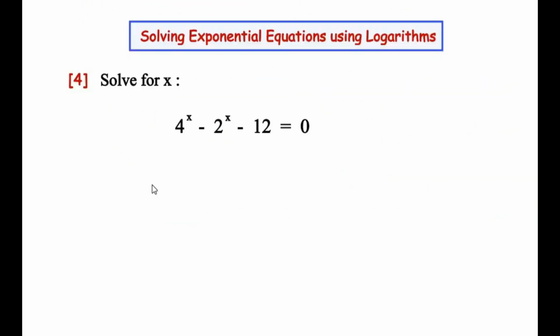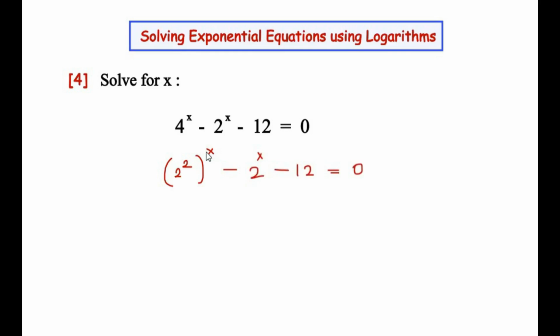Now the last question is, solve for x: 4 to the power of x minus 2 to the power of x minus 12 is equal to 0. In this question we can write 4 to the base of 2, that is 2 squared gives us 4. So in place of 4 we are going to write 2 squared and raise it to the power of x, minus, and let us write the rest two terms as they are: 2 to the power of x minus 12 is equal to 0.